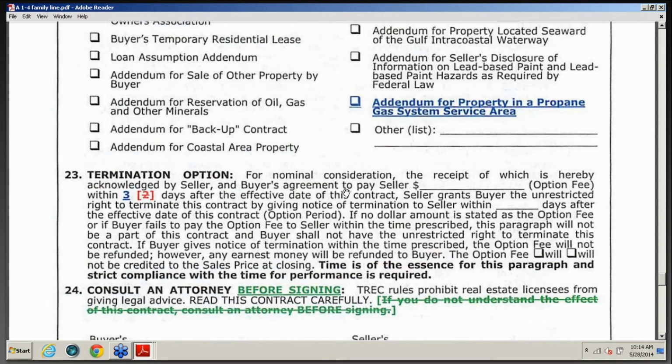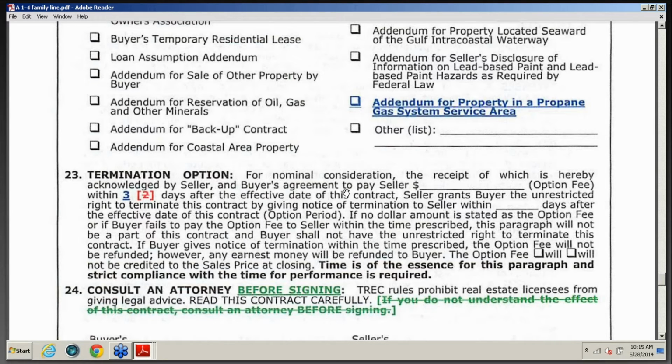Paragraph 23, the option paragraph. We have 3 days, folks. 3 days to deliver the option money. I am so excited because if I execute a contract on Friday night, that means I have until Monday. I don't have to run all over town over the weekend to deliver that option. So I know I hear a lot of people clapping in the background, so I know that's a great thing.